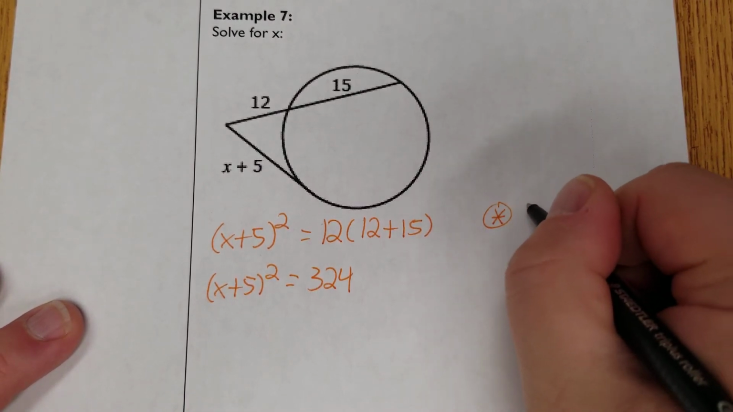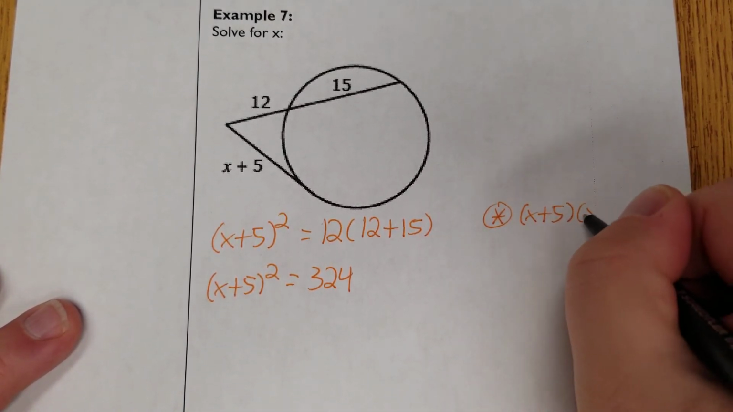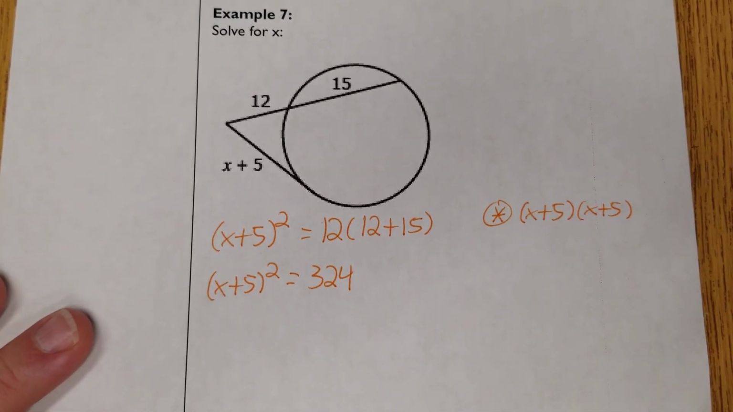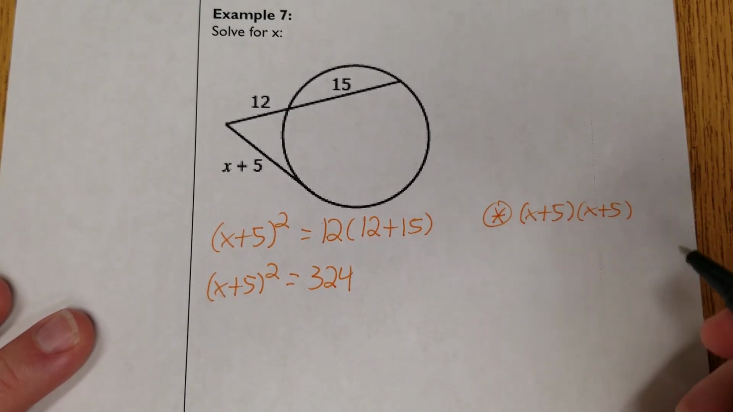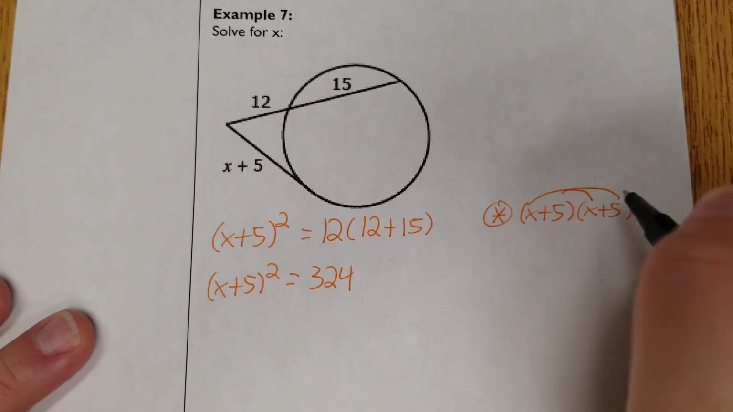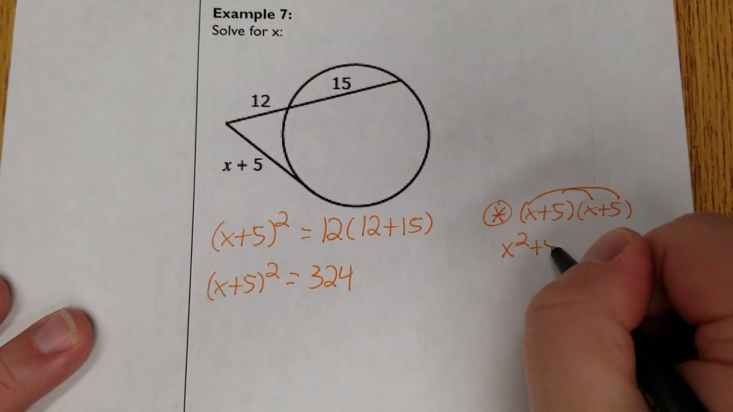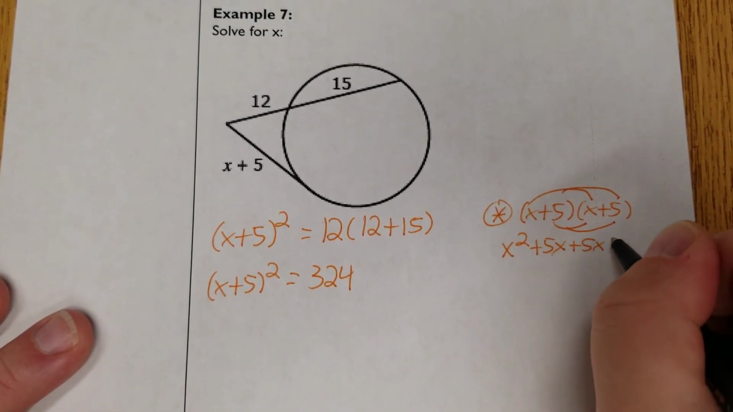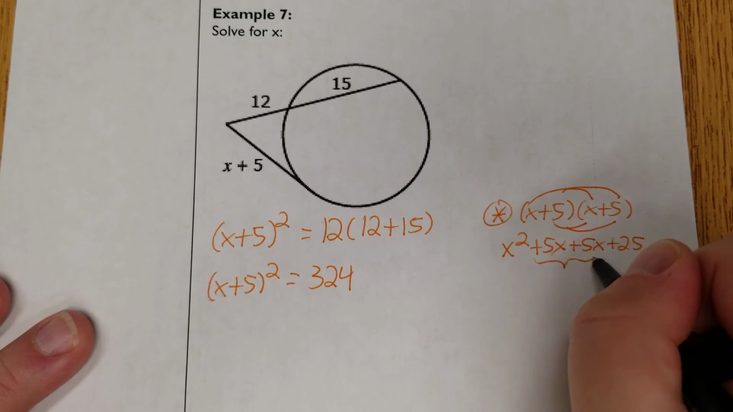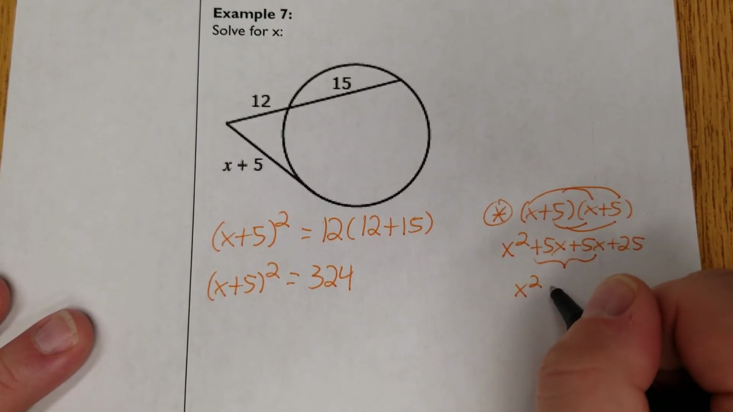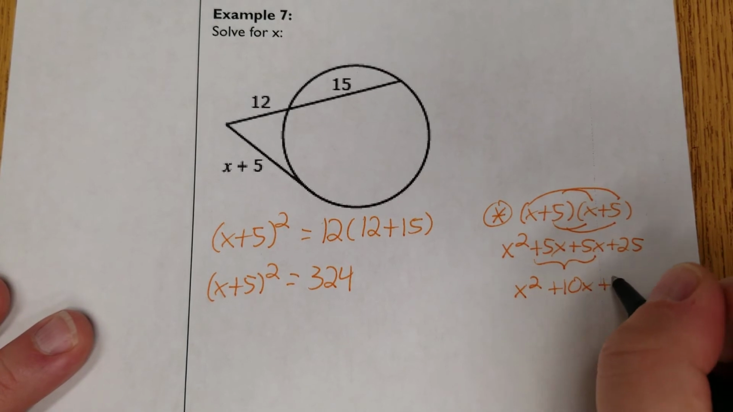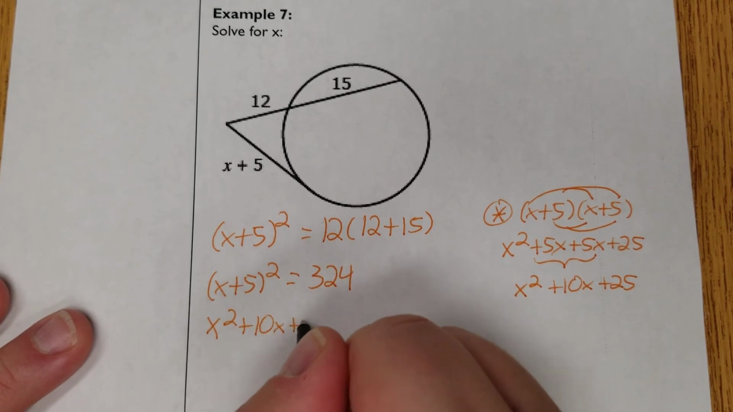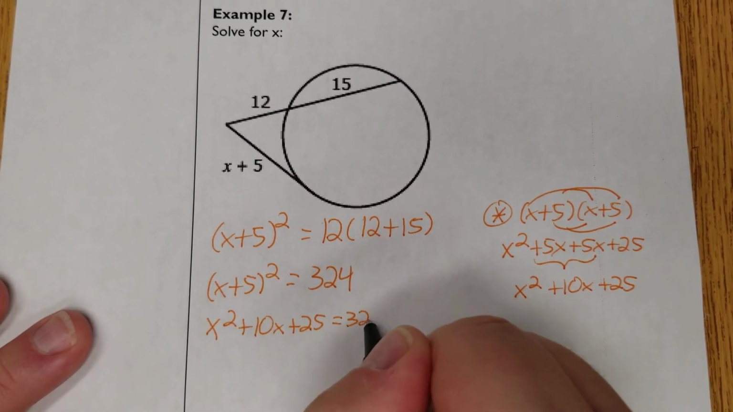Off to the side here, x plus 5 squared is very literally x plus 5 times itself. You probably learned it as FOIL, but we'll go with what it actually is. It's the distribution property. x times both x and 5 creates x squared and 5x. 5 times both x and 5 creates another 5x and a 25. Combining these middle terms together makes my expression x squared plus 10x plus 25. So I have x squared plus 10x plus 25 is equal to 324.